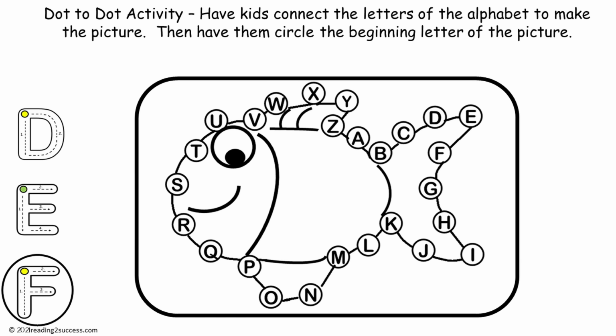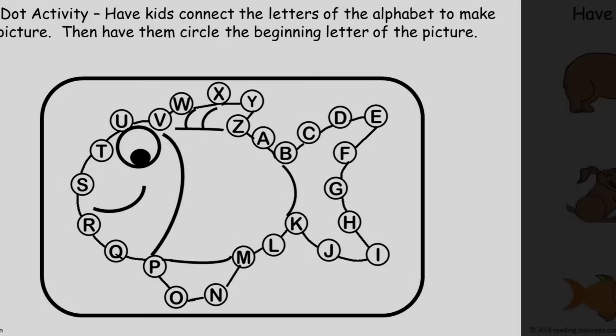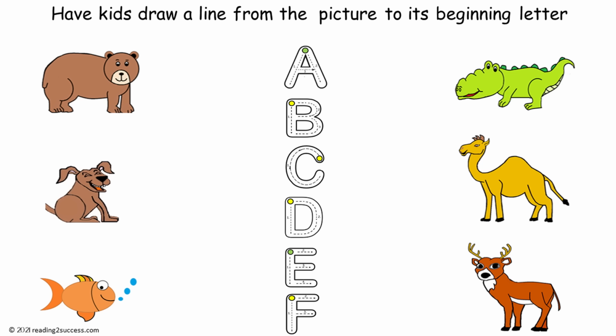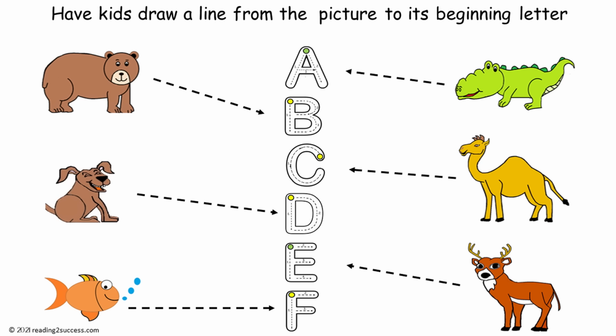This is a completed example, and now have kids color the picture. Now have kids draw a line from the picture to its beginning letter. And this is a completed example. A is for alligator, B is for bear, C is for camel, D is for dog, E is for elk, and F is for fish.